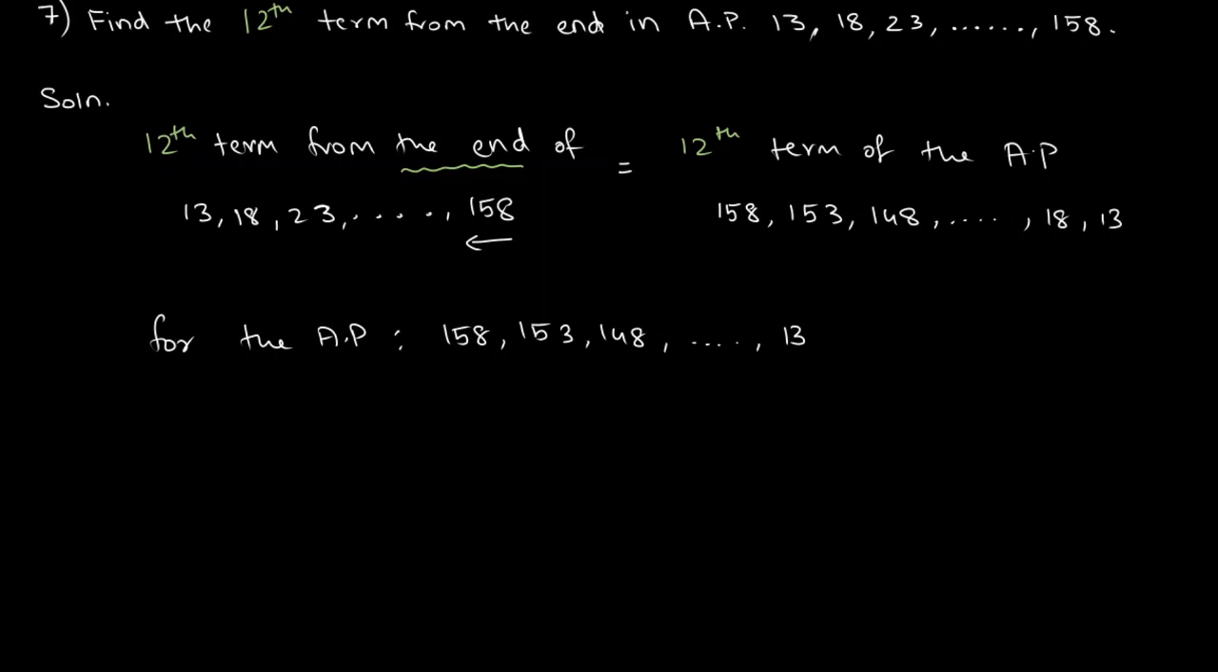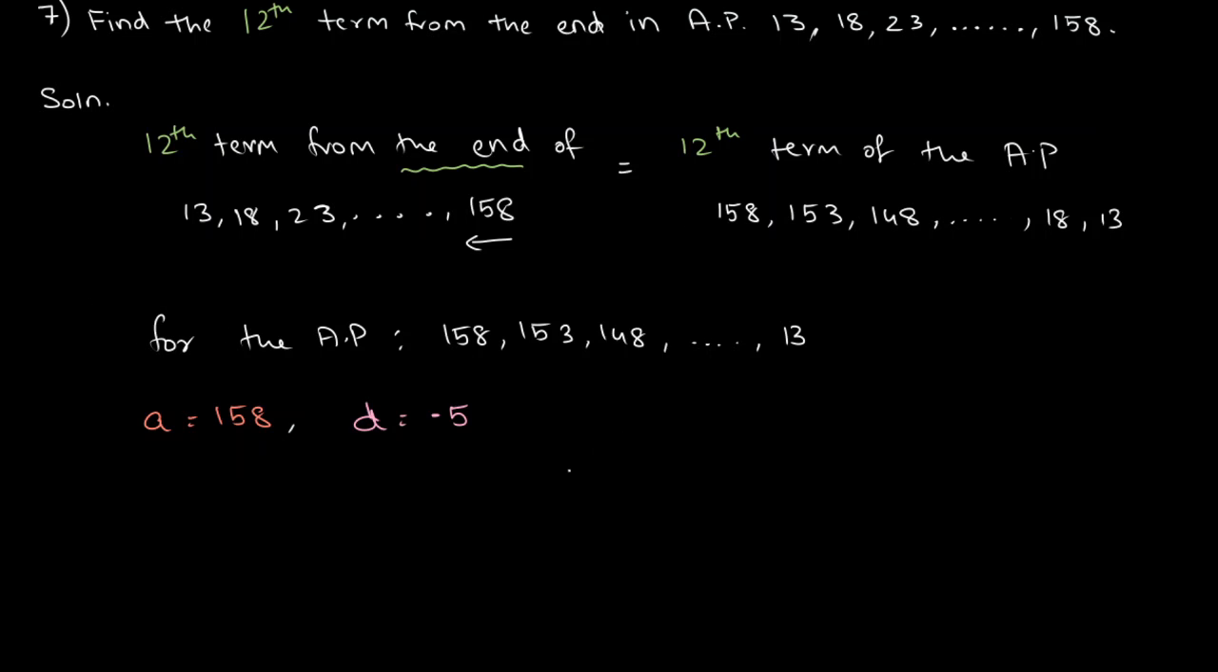For this particular arithmetic progression, the first term A is equal to 158, right? The common difference D. Now remember, in the usual AP that is given in the question, the common difference was 5. For the reversed AP, the common difference is negative 5. The sign of the common difference will change when you reverse it. As you can see, 153 minus 158 is negative 5. 148 minus 153 will give you negative 5, right? And we want to find the 12th term of the AP.